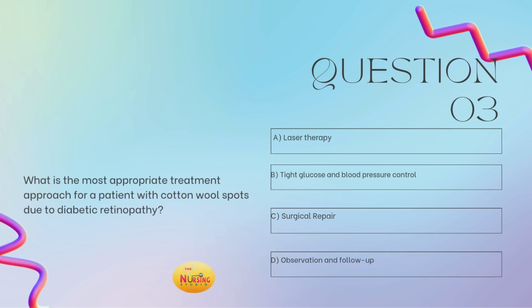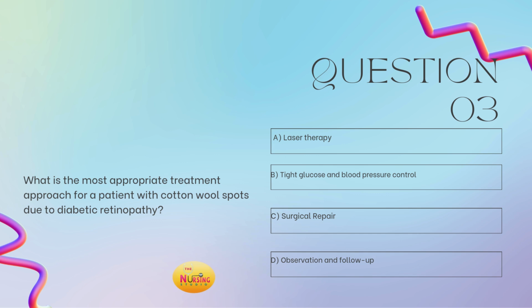And then lastly, question number 3, what is the most appropriate treatment approach for a patient with cotton wool spots due to diabetic retinopathy? Is it A, laser therapy, B, tight glucose and blood pressure monitoring, C, surgical repair, or D, observation and follow-up? Take a moment, tell me what you got.